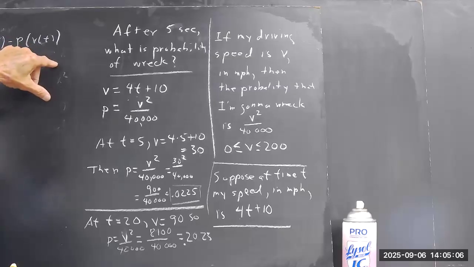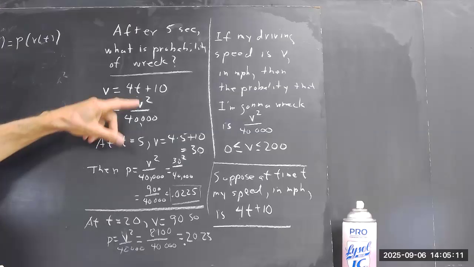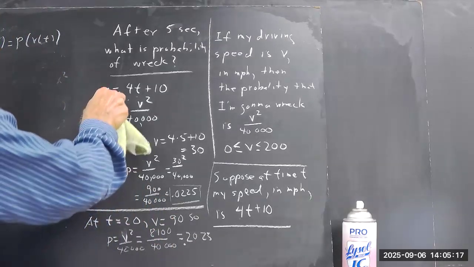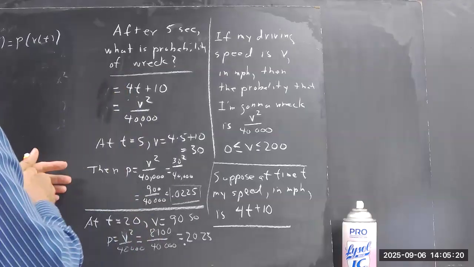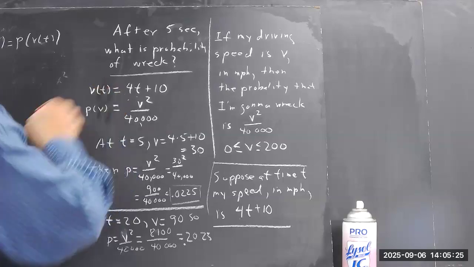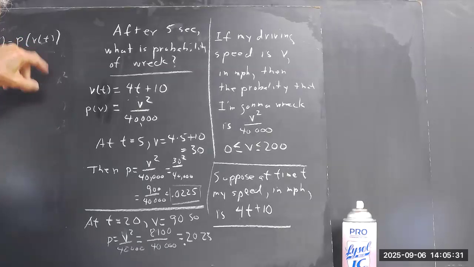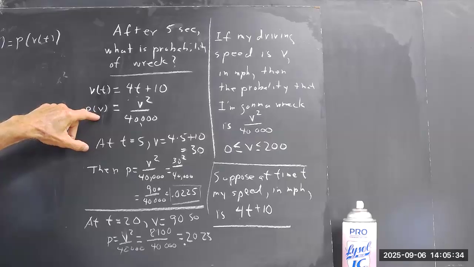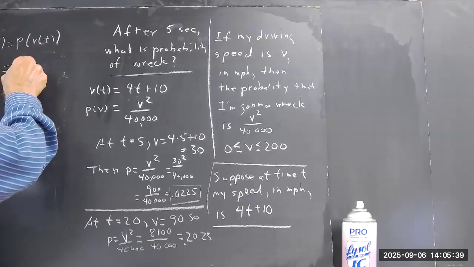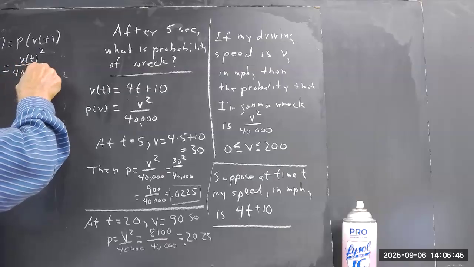And what's P of V of T? Well, P of V is V squared over 40,000. So maybe I should have written that, P of V and V of T, just to make sure that we're clear on this. Okay, so what's P of V of T? That's what you get if you replace V here with V of T. So that's V of T squared over 40,000.